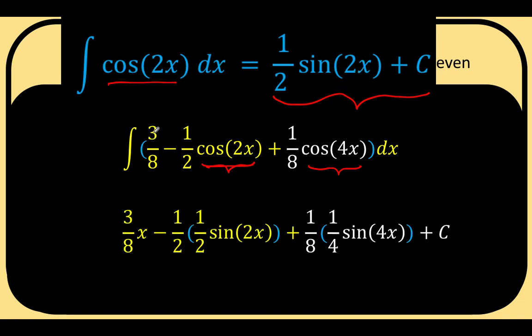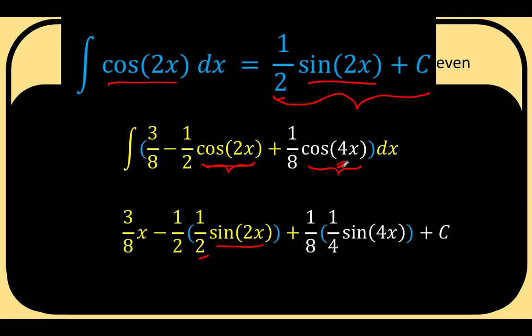The antiderivative of the constant 3 over 8 is 3 over 8 x. Then copy the constant. The antiderivative of cosine 2x is 1/2, which is this 1/2, times sine 2x, which is the sine 2x. Copy the plus sign. Copy the constant 1 over 8. Then the antiderivative of cosine 4x. Cosine 4x, our angle now is, instead of 2x, we have 4x.